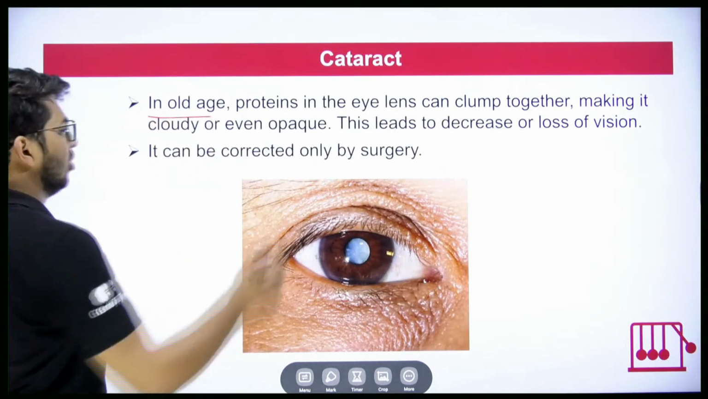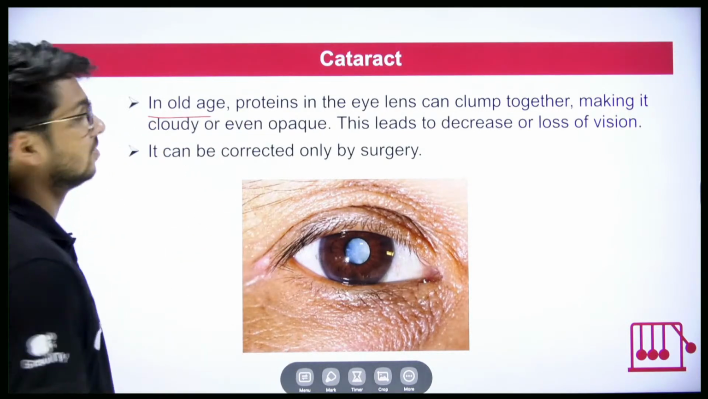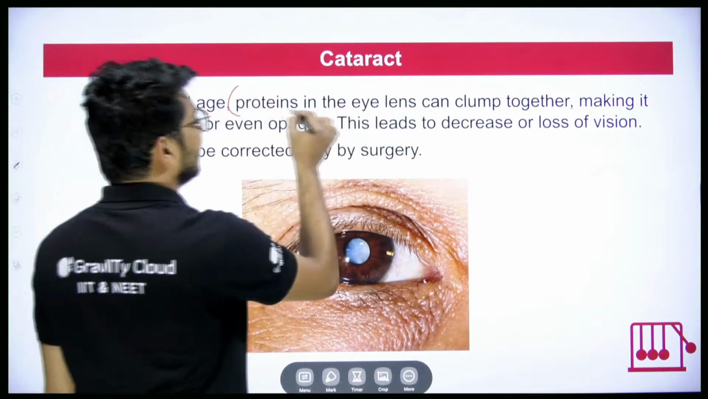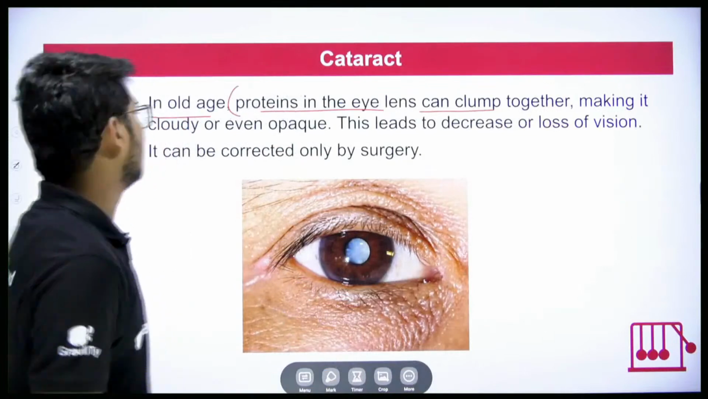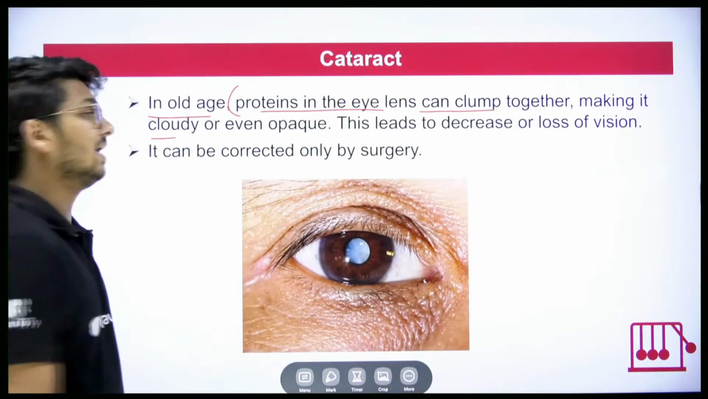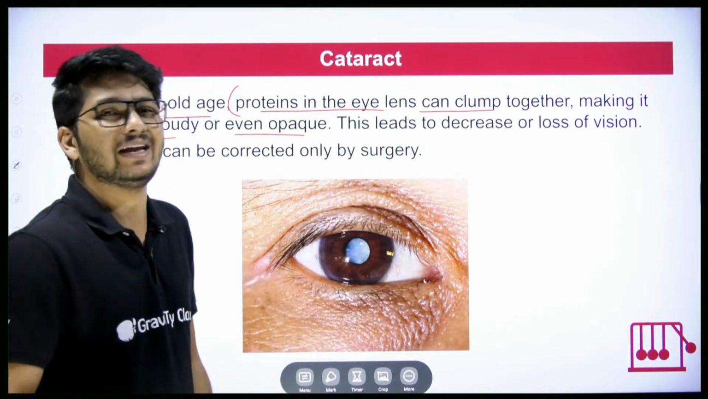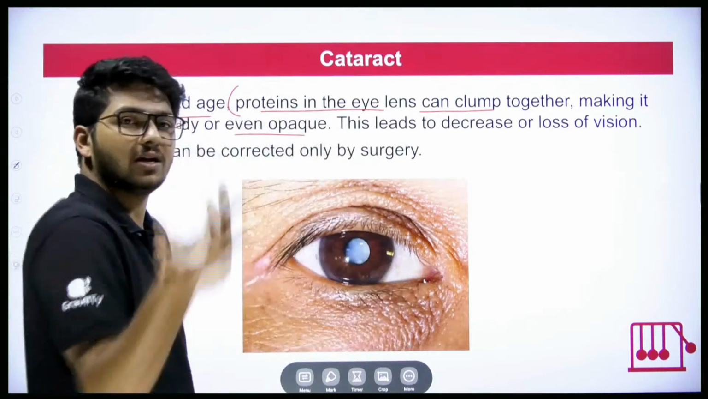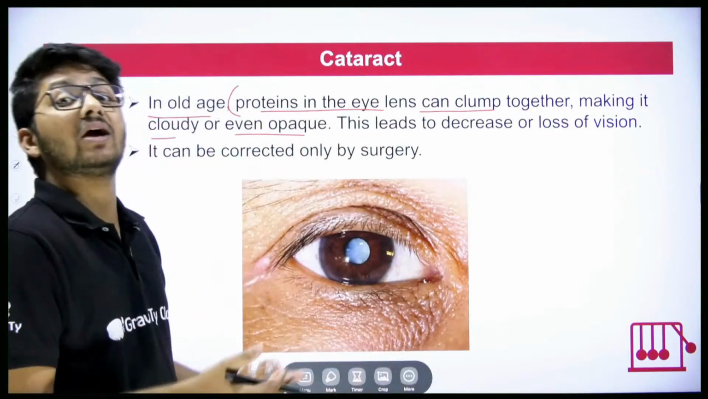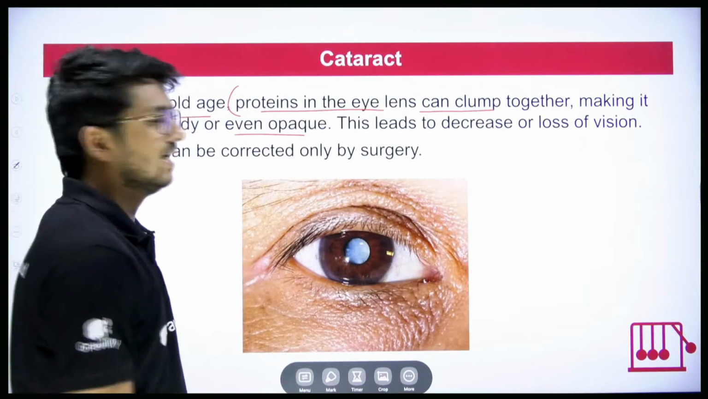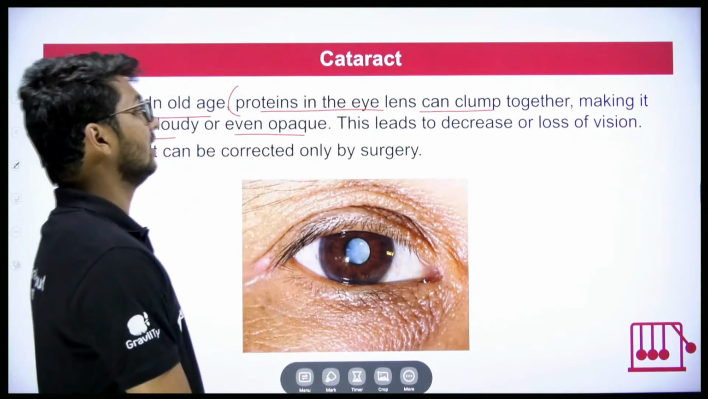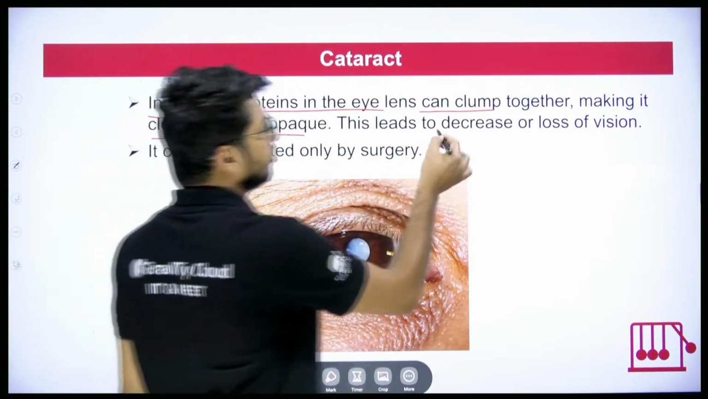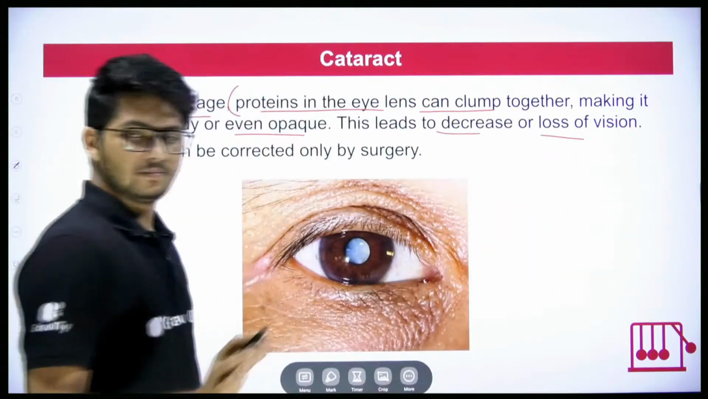So again, it also mostly happens in old age. Proteins in the eye lens can clump together, making it cloudy or even opaque. And what does opaque mean? It does not allow light to enter. And if light does not enter, you cannot see. So there will be a layer formed because of proteins in the eye. This leads to decrease or loss of vision.